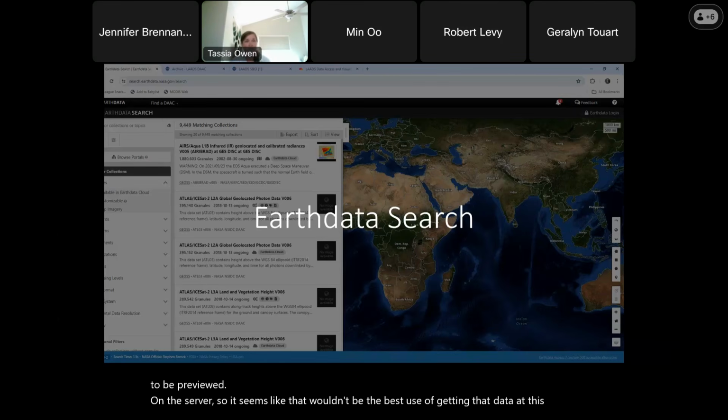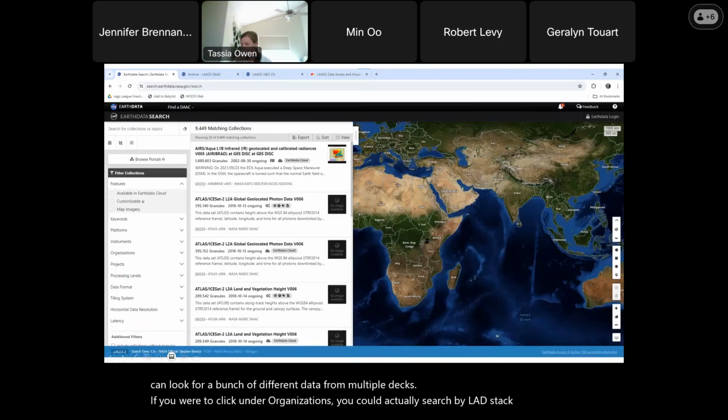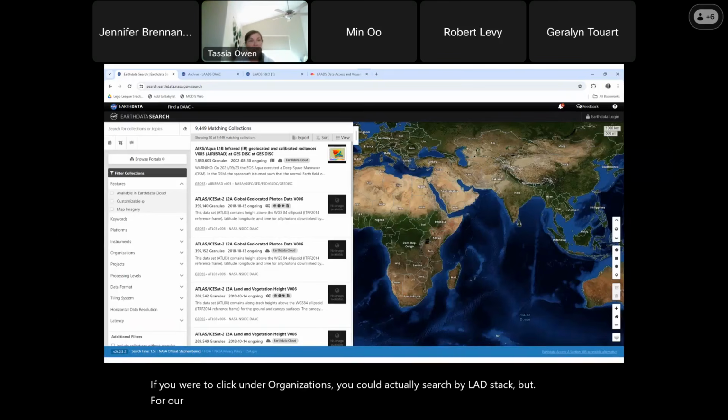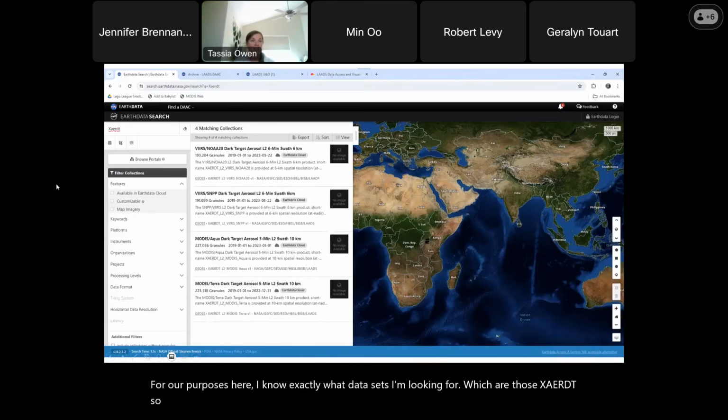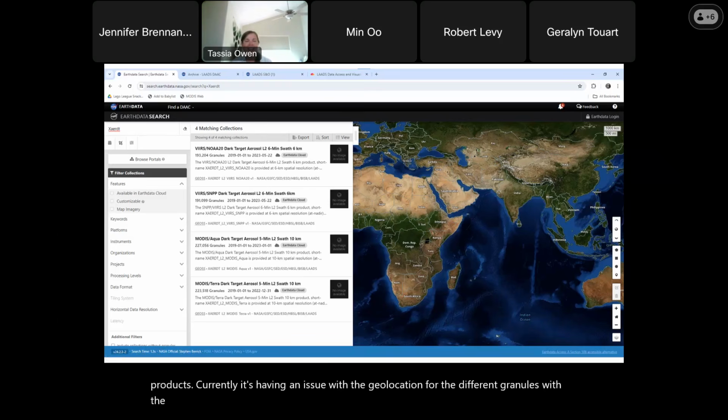So finally, Earthdata search, if you were to go to search.earthdata.nasa.gov/search, you can look for a bunch of different data from multiple DAACs. If you were to click under organizations, you could actually search by LAADS DAAC, but for our purposes here, I know exactly what data sets I'm looking for, which are those XAERDT. So I could just enter that into the search bar up here, and it'll bring up the different data products.